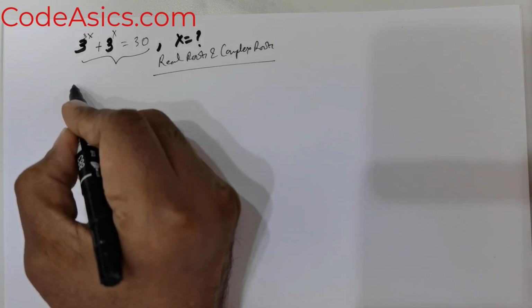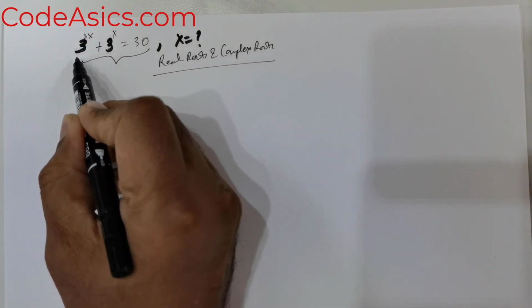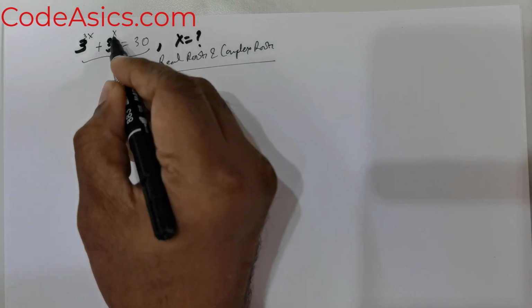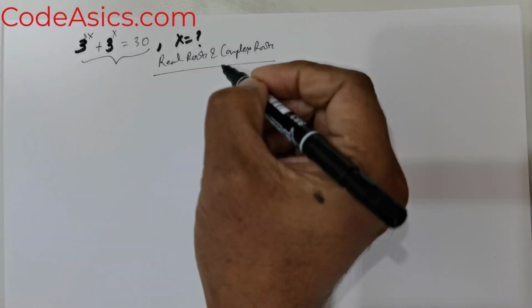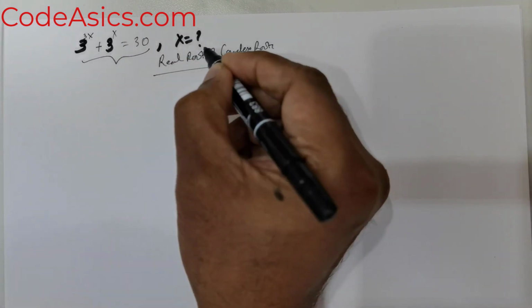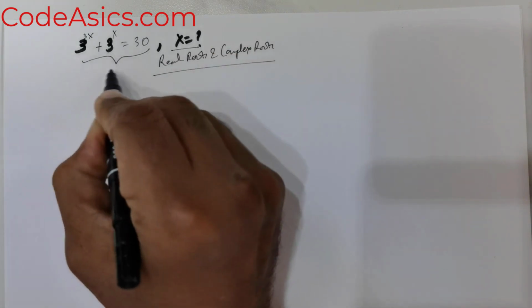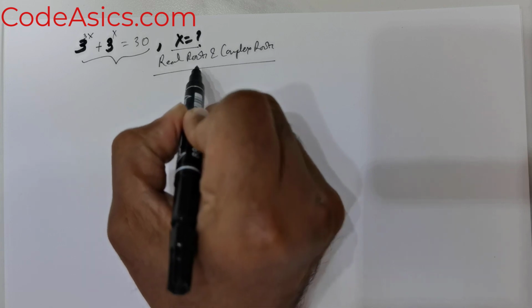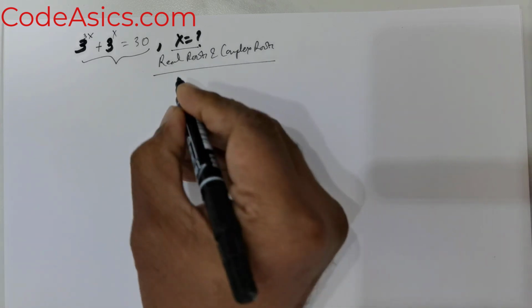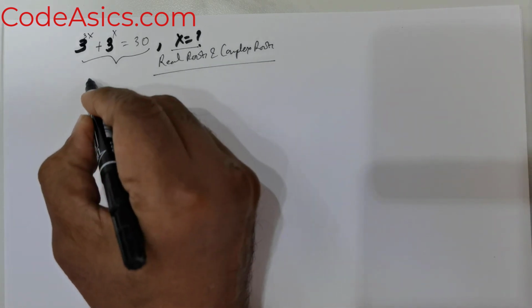Welcome everybody. We have this equation 3 raised to the power of 3x plus 3 raised to the power of x is equal to 30. We are expected to find the value of x. Now this particular equation can have both real roots and complex roots. But the question is, how many real roots can this system have?